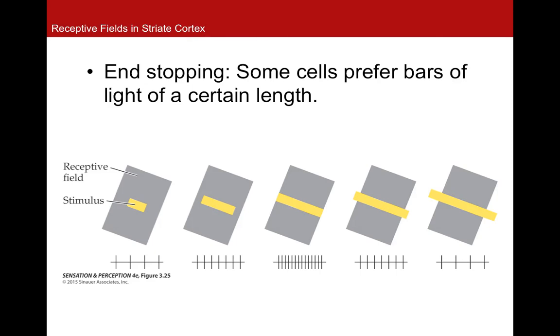In terms of the bars of light, some neurons prefer certain bars of light that are of certain lengths. So this is called end stopping. Basically the figure is showing that this particular neuron has this receptive field that it's going to respond best, so generate the most action potentials, when the bar of light fits exactly in its receptive field. It'll respond less when the bar of light is either too long or too short. So there are lots of complicated receptive fields definitely in the striate cortex.